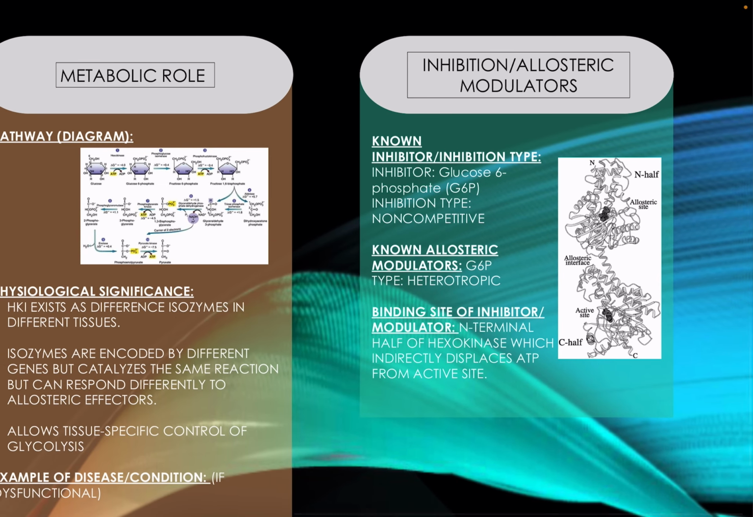For allosteric modulators and known inhibition types, the inhibitor is glucose 6-phosphate, G6P, and the inhibition type is non-competitive. The known allosteric modulator is also G6P, the type being heterotropic. The binding site of the inhibitor or modulator is the N-terminal half of hexokinase, which indirectly displaces ATP from the active site.